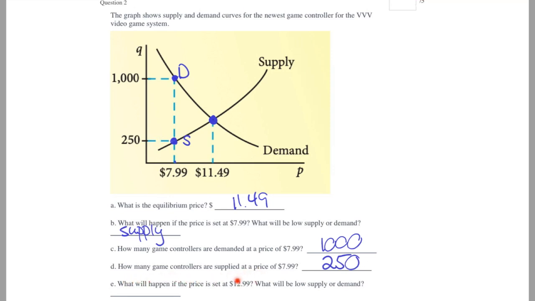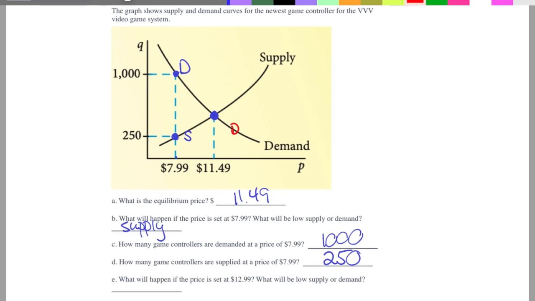What will happen if the price is set at $12.99? What will be low, supply or demand? So at $12.99, which is going to be in this area, we'll mark this as demand, a little lower, supply, a little higher. I don't know why I put an L there, but supply is going to be higher. So demand is lower here. Fewer people are going to demand a product when it's at a higher price. Moving on.